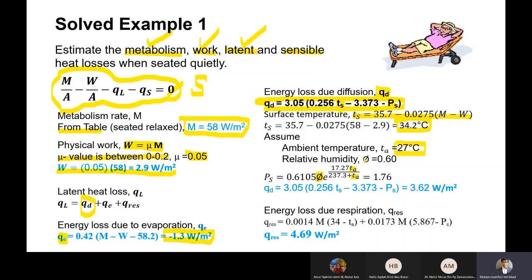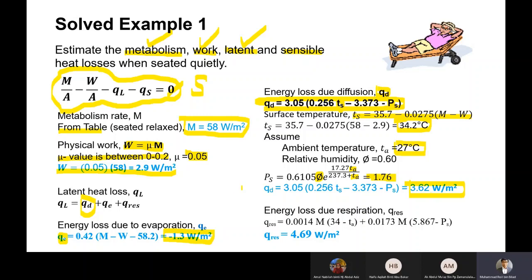And then humidity really depends on where. For Brunei, I think it's from 60 to around 80 percent relative humidity. So you key in all of the numbers, and we get a Ps of 1.76 kilopascal in this case. Then we substitute all of the parameters into this Qd equation to get 3.62 watt per square meter. That is the energy loss due to the water diffusion.